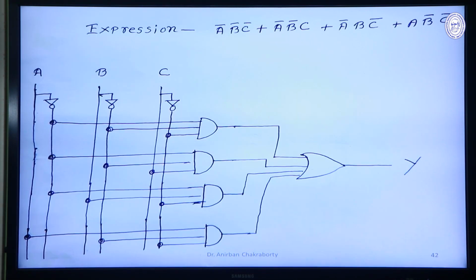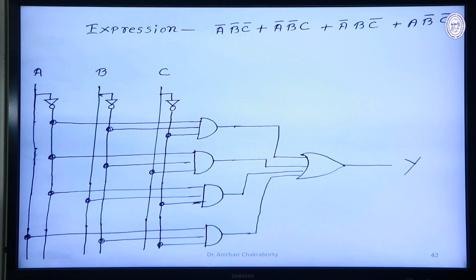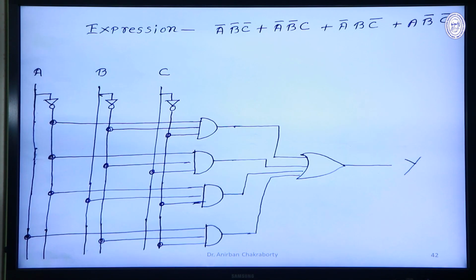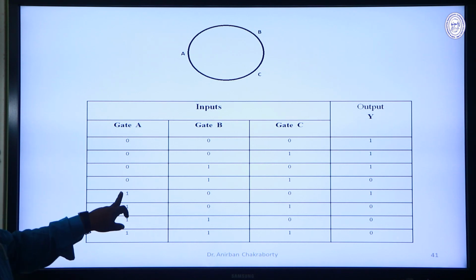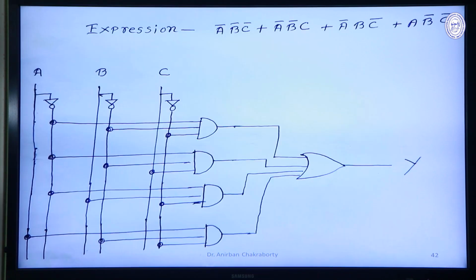So look at what I have just told. First one is A bar, B bar, C bar. Next one is A bar, B bar, C. Next one is A bar, B, C bar, because B is at 1, so I am not putting B bar. And finally it's A, B bar, C bar. For this A is at 1, so A, B bar and C bar. So this is the final expression.